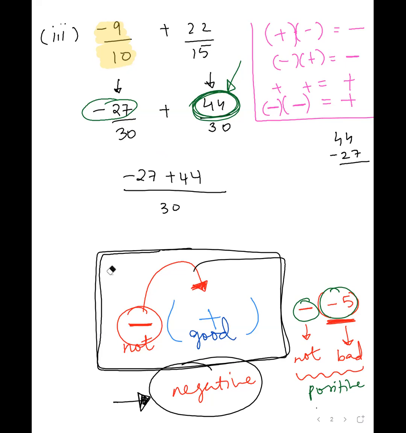But I didn't understand why we have to subtract 44 minus 27. Okay, Hiba, we can look at it in two ways. I'm going to tell you the first way. What happens when you have two numbers and both of them have opposite signs? Are you supposed to add them or subtract them? They have different signs.